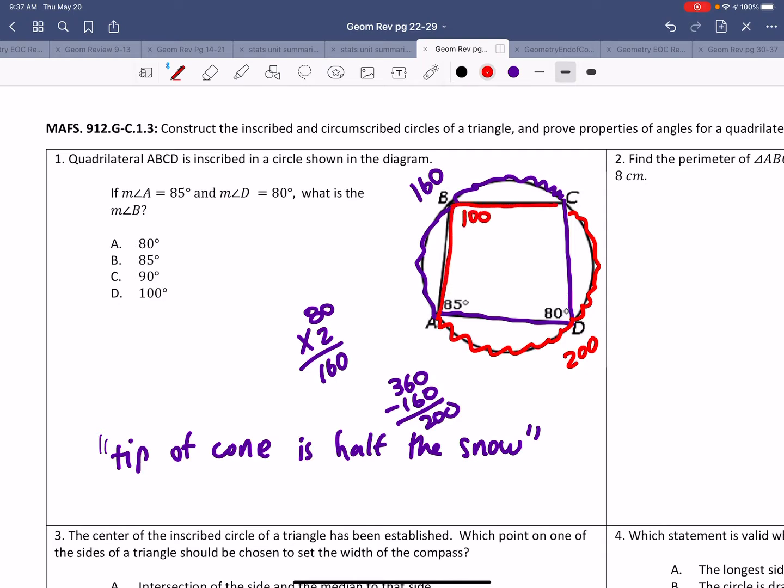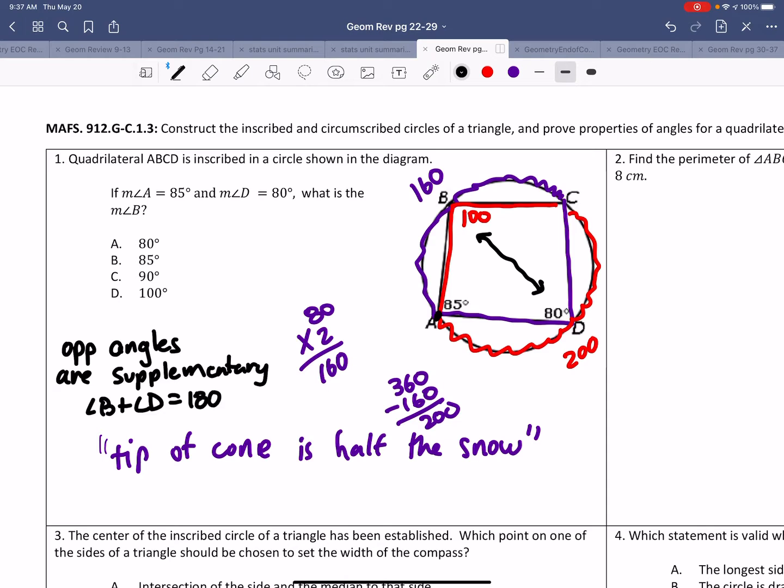This allows us to see a principle that happens not just sometimes in this question, but all the time. If you have a quadrilateral trapped inside of a circle, then opposite angles are supplementary, meaning they add up to 180. So our angle B and our angle D add up to 180 because their snow would add up to 360, and then if you go backwards, the half of each one of them would be 180, okay?